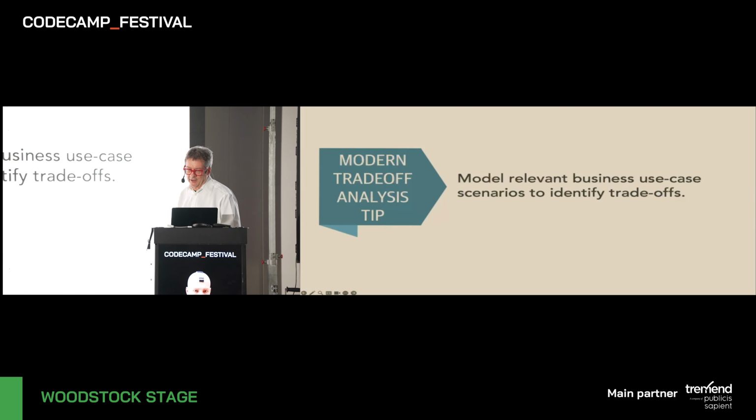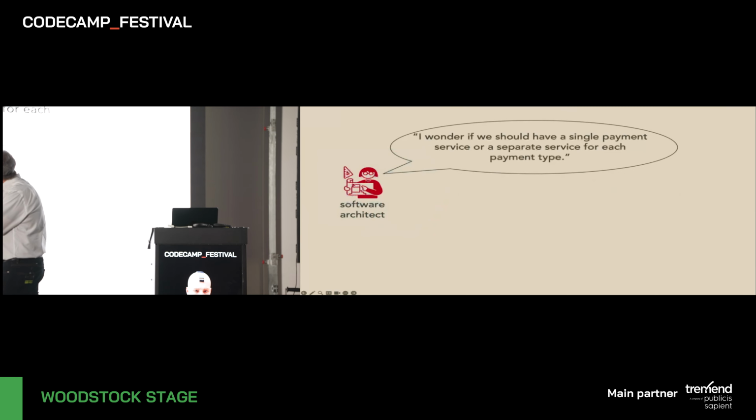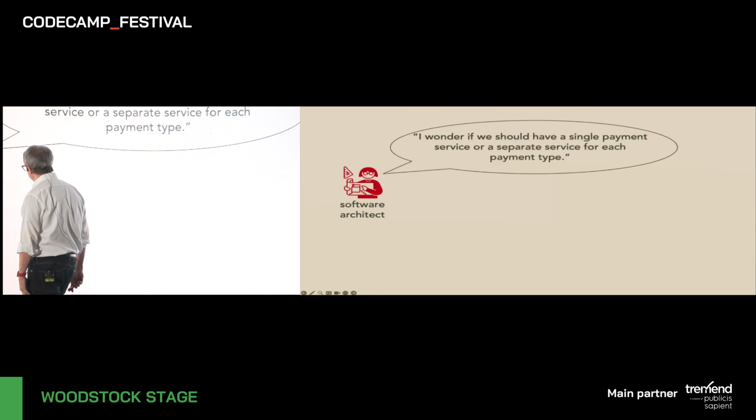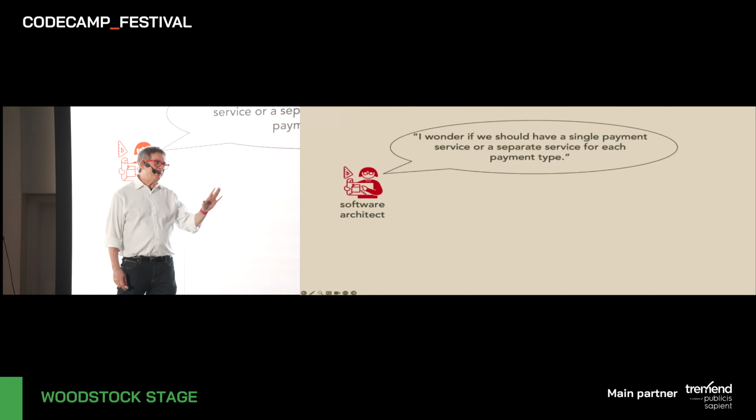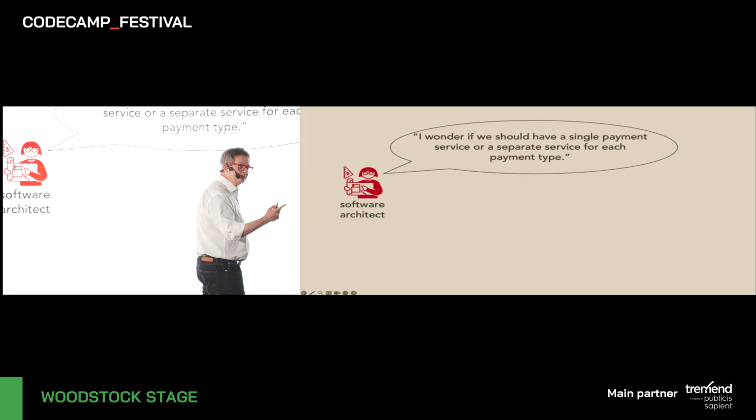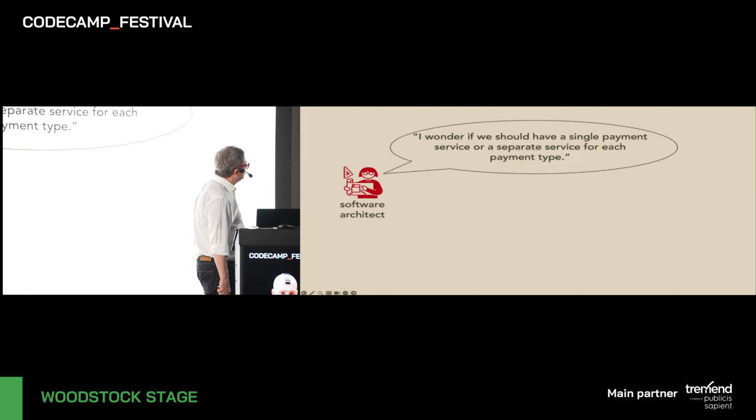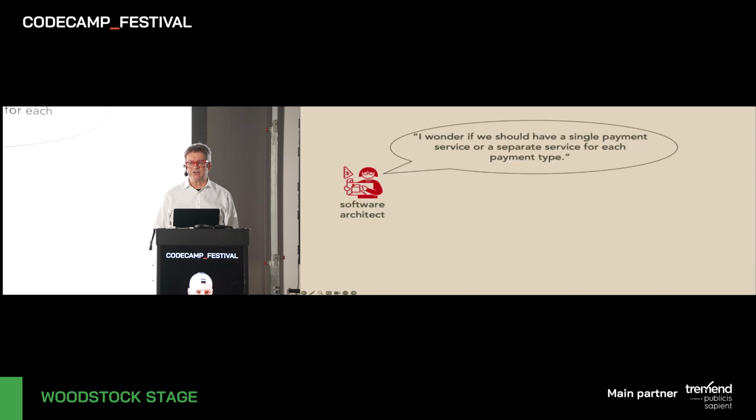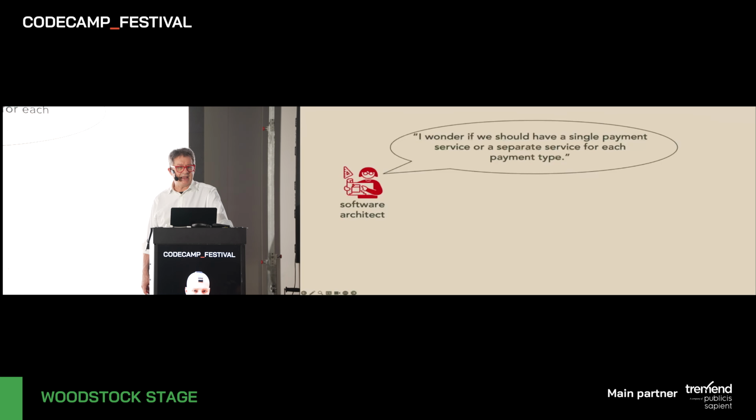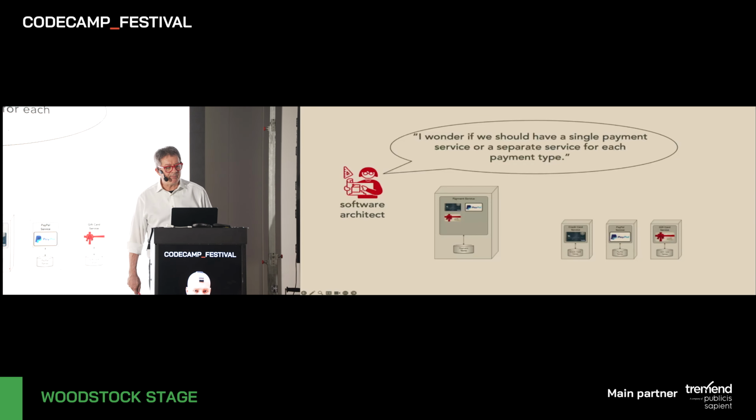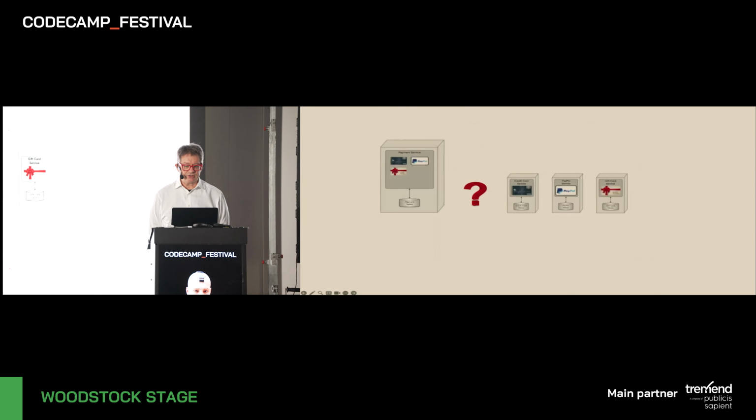Okay, here's another scenario. Model relevant business use case scenarios to identify trade-offs. Here's the problem. I wonder if we should use a single payment service or a separate service for each payment type. This is the question that motivated this. Maybe this is trickier than we thought. This is on that spectrum of architecture versus design. So one of the ways to solve this problem is to model some things that we think are likely to happen in this architecture. So we have a single service and we have shared services. Okay, let's model some business use cases to see what they would look like.